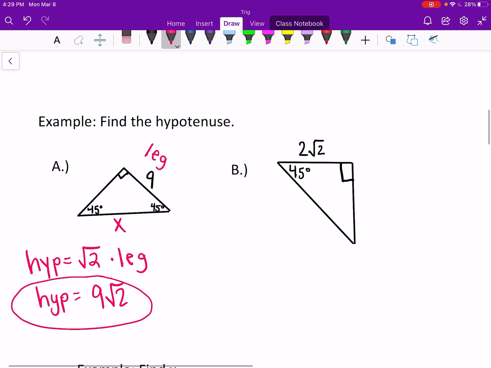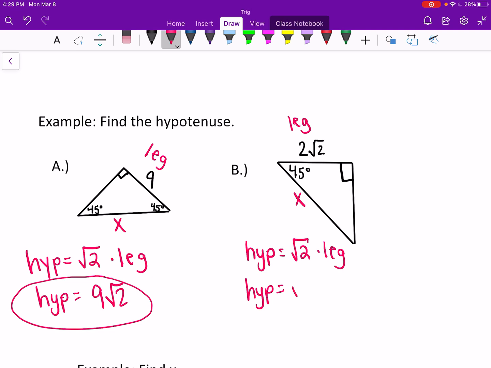Let's try another one. Again, the hypotenuse is equal to the square root of 2 times the length of a leg. Our hypotenuse in example B is this side over here across from the right angle. So this is the length of one of our legs, 2 times the square root of 2. So our hypotenuse is equal to the square root of 2 times 2 times the square root of 2.